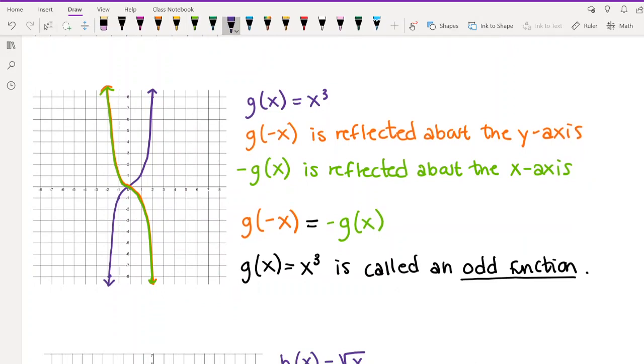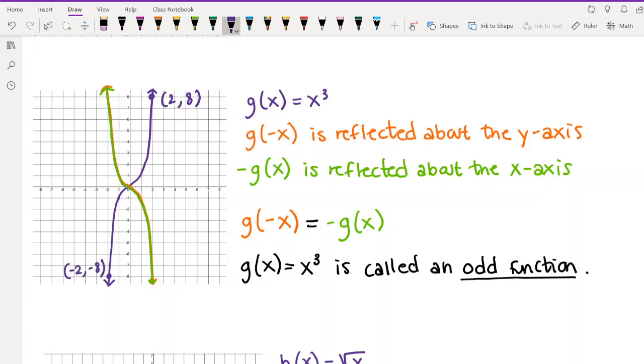Again, we need to be focusing on our original function here, right? We're talking about g of x is equal to x cubed. So for example, when you plug 2 into the function, you get 8, right? So g of 2 is equal to 8. If you plug in negative 2, you get negative 8. So g of negative 2 is equal to negative 8.